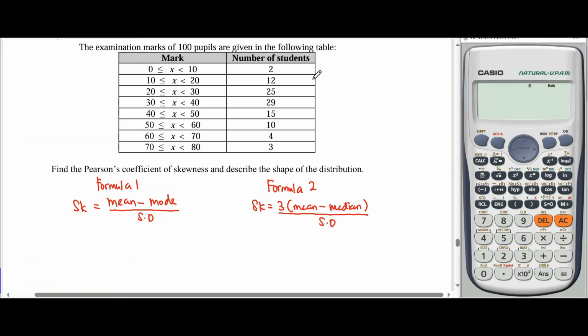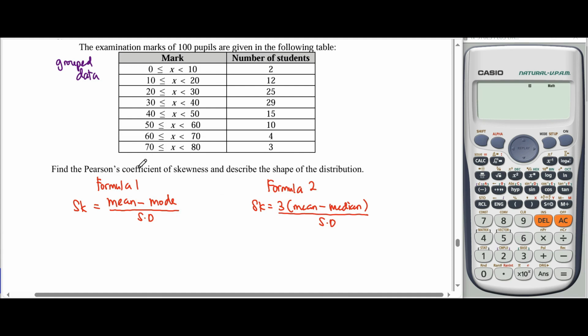Hi everyone. For this question, it is given that the examination marks of 100 pupils are given in the following tables. So you can see this is our group data. Why do you call it group data? You can see our marks are categorized in 0 until 10, so it's not listed one by one. So this is our group data. So we need to find the Pearson coefficient of skewness and describe the shape of the distribution.